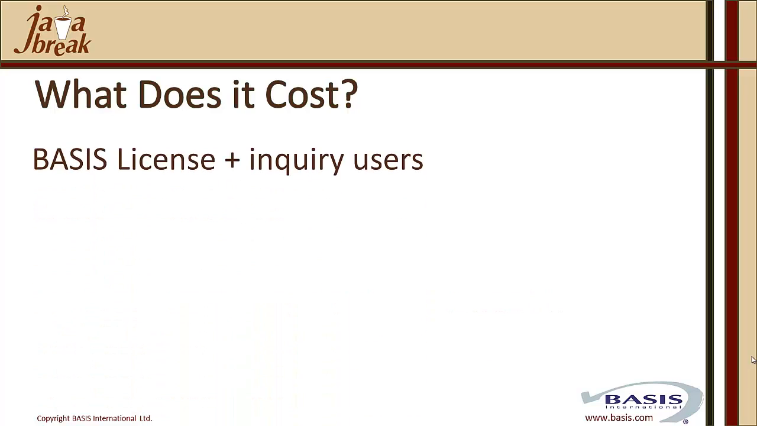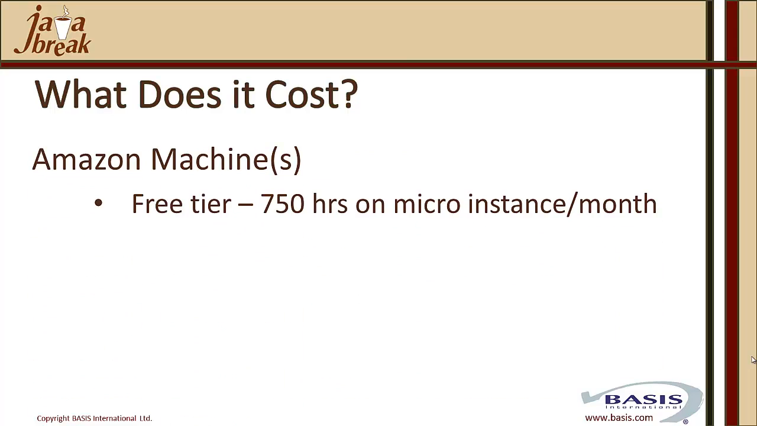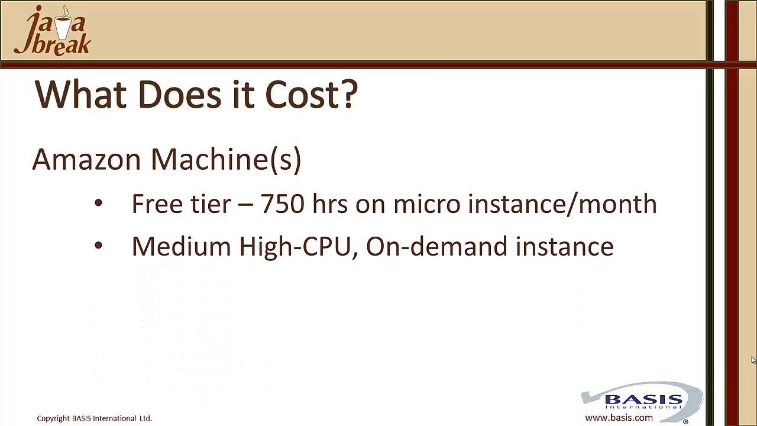Well, on the Basis front, you need to have an enterprise edition of BBj 10 or higher and be active on SAM. And you need a number of users that's equivalent to the number of people who will be querying that machine. On the Amazon side, first of all, they do have a free tier, no-cost tier, that can run 750 hours on what they call a micro instance, and those hours are calculated per month. What we would recommend and what we have a lot of experience running is what they call a medium-high CPU on-demand instance. And again, we can drop into the details on that in another session, and we certainly have resources that will address that in detail.